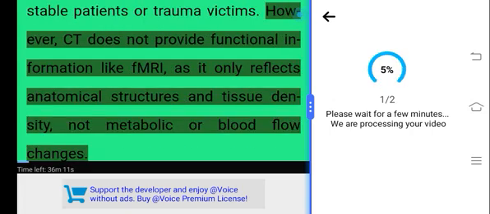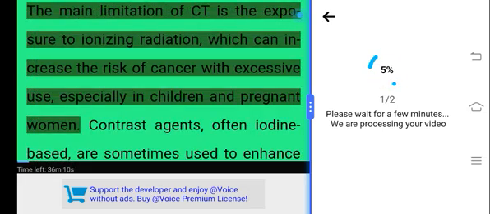However, CT does not provide functional information like fMRI, as it only reflects anatomical structures and tissue density, not metabolic or blood flow changes. 5. Safety and limitations. The main limitation of CT is the exposure to ionizing radiation, which can increase the risk of cancer with excessive use, especially in children and pregnant women.